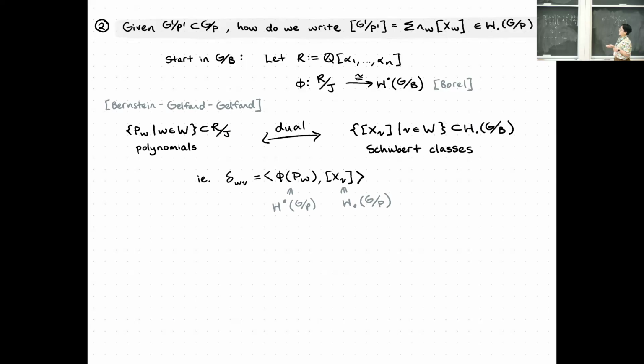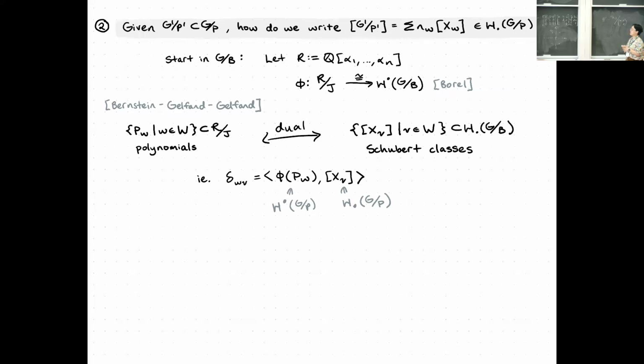And then Bernstein and Gelfand show that there are polynomials in the polynomial ring that are dual to the Schubert classes. Meaning if I take this phi map that's the isomorphism, apply it to the polynomial, and then pair it with the Schubert class, that's the Kronecker delta. So there are polynomials that are dual to the Schubert homology classes. The reason this is useful is that if I want to compute this coefficient in the expansion, I can pair my X_W class with the dual cohomology class, and that's how I can extract the coefficient in the expansion.